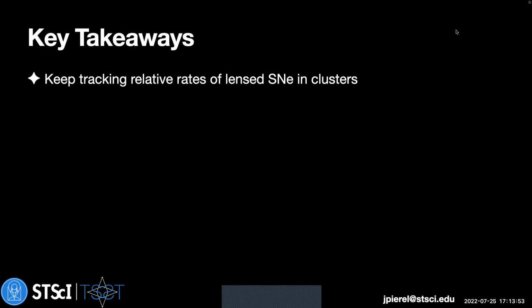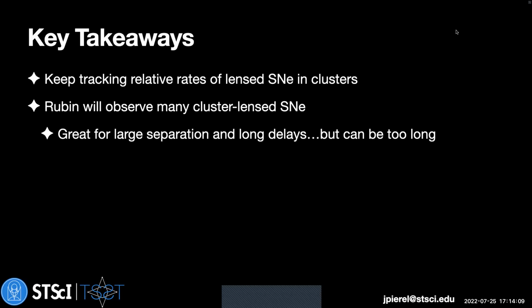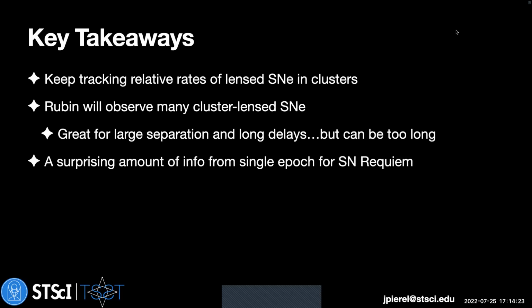Okay, key takeaways from this. We should keep tracking this to see whether there's something more interesting going on here, or it's just been luck of the draw up till this point. Rubin will observe many of them, and it's great that they have large angular separation, so they'll be easy to do with Roman or with Rubin, and long time delays. But we have to be careful because they can get too long, and then they stop being so useful in the short term. And we got a surprising amount of info from a single epoch of Supernova Requiem. There's still interesting stuff to be done there.